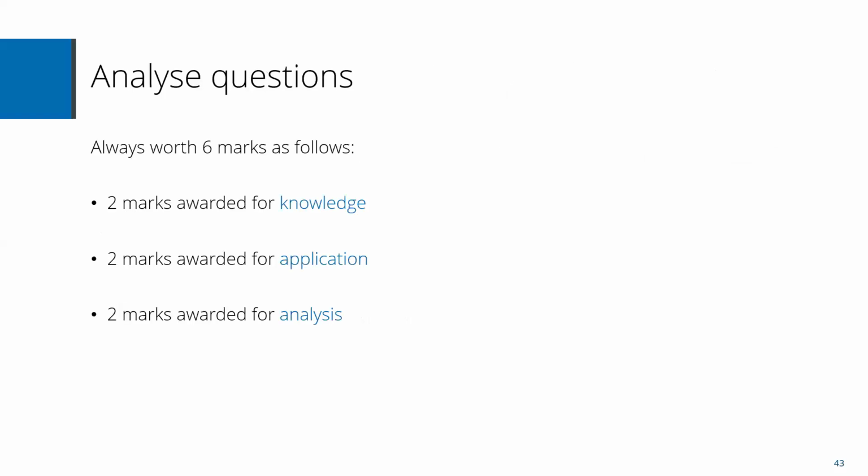So the analyse questions. So in the data response, section C on units 1 and 2, section B on units 3 and 4, there is one analyse question and it's always worth 6 marks. It always has the breakdown of 2 marks for knowledge, AO1, 2 marks for application, AO2, and 2 marks for analysis, AO3. It will always be the case that those marks are designated in that way. And that's why, again, practice can be helpful to make sure your students are familiar with that.